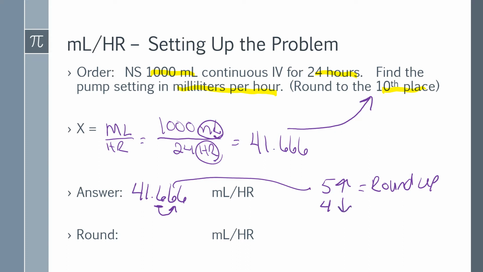4 and lower, round down. So this 6 is telling me, hey guy over here, you got to go up a number. So ultimately what we're going to end up with is 41.7. It's milliliters per hour. That unit of measure or label will be pre-populated for you in your homeworks as well as on your exams. And this is our final answer.